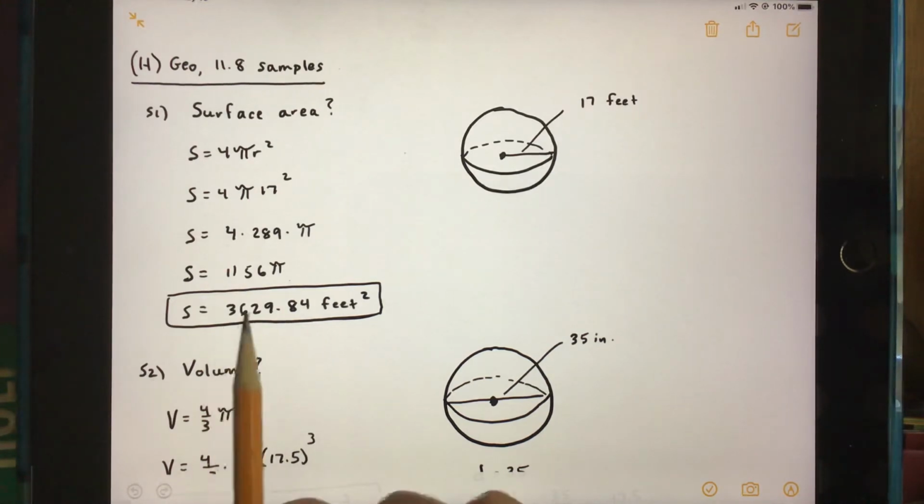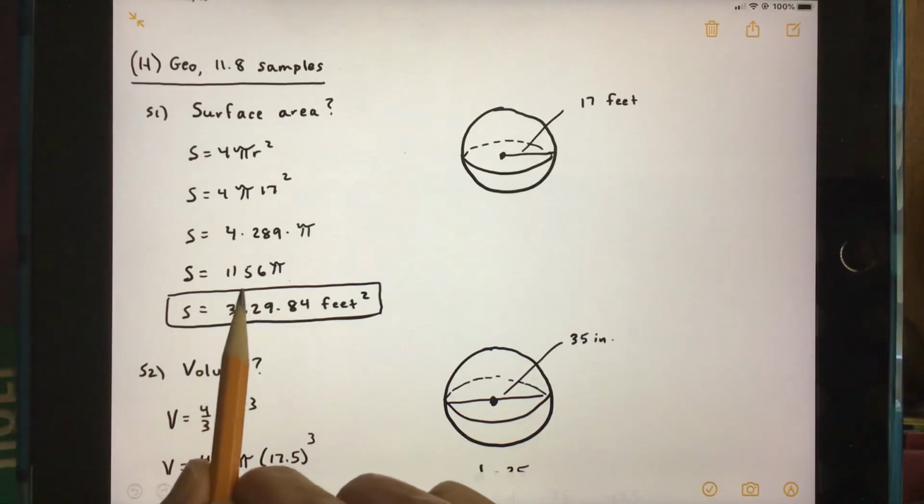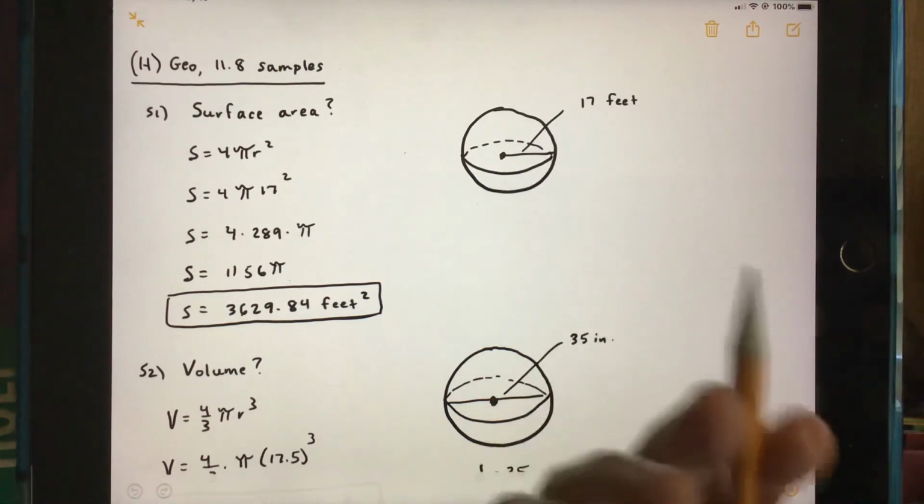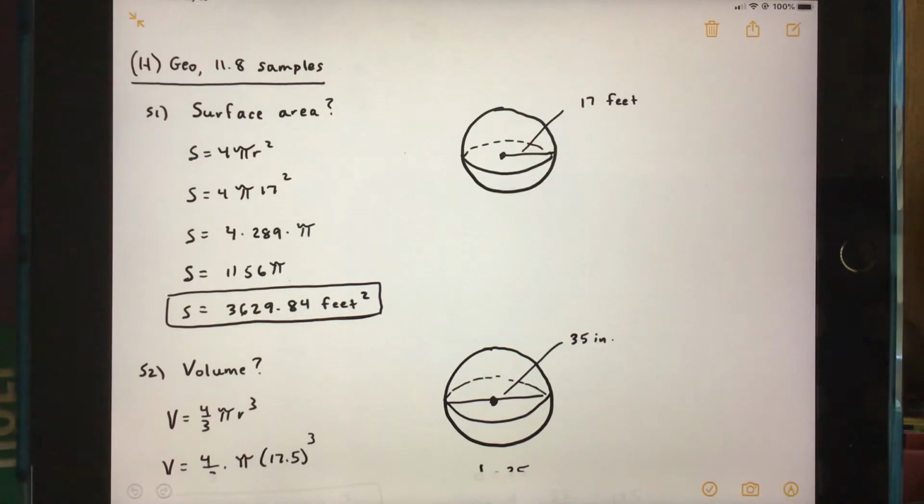All right, so my calculator will tell me 1,156 times pi is 3,629.84 feet squared, and this is an area question, so we need to give our answer in units squared, and our units are feet squared. How much wrapping paper would we need to cover up that ball, that sphere? This is how much we would need.